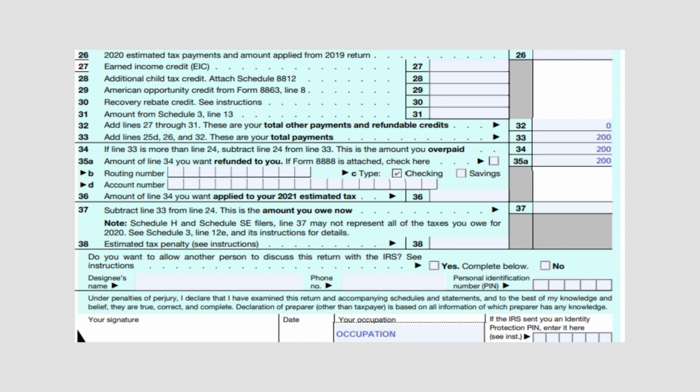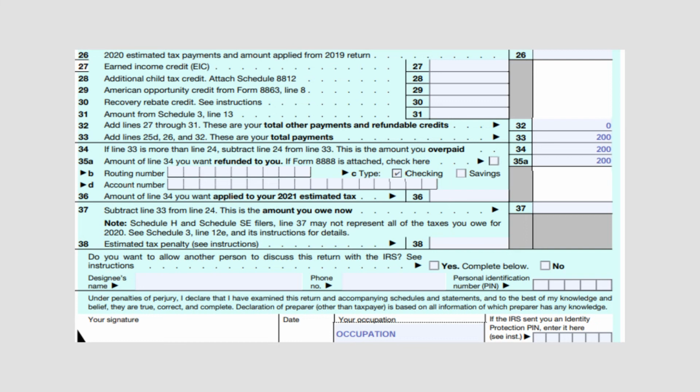Put 0 on line 32 as you had no other payments, and carry your withholding down to your total payments on line 33. We will calculate your overpayment on line 34, which would be $200. Since you want it refunded to you, put $200 on line 35A.